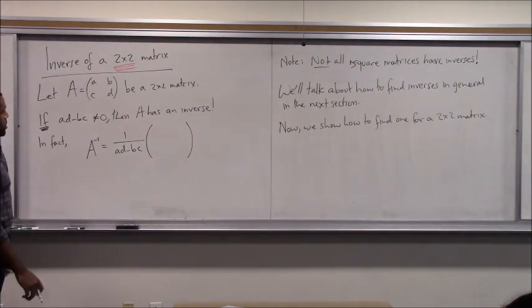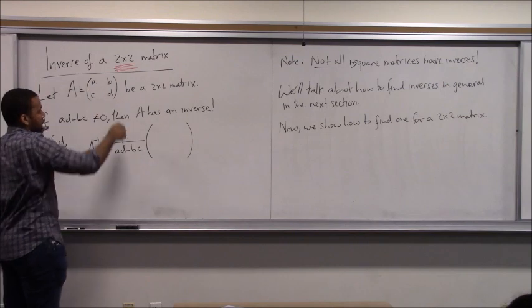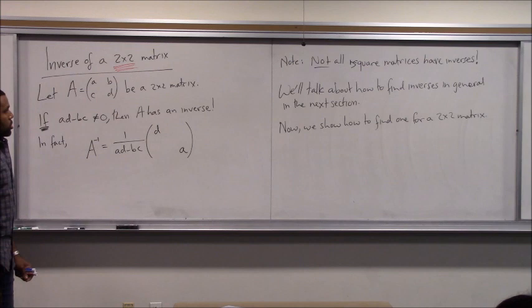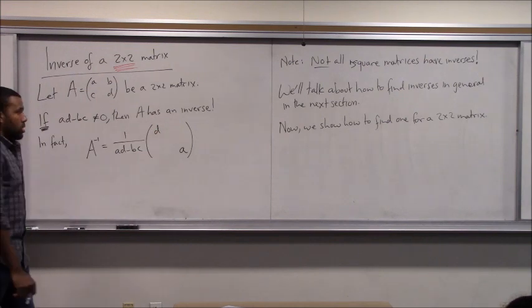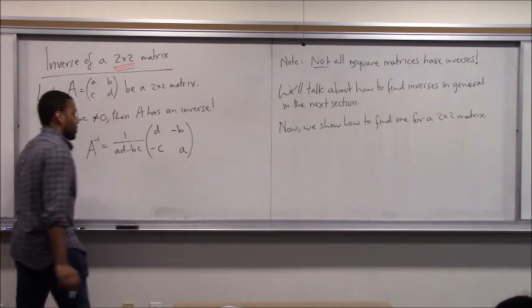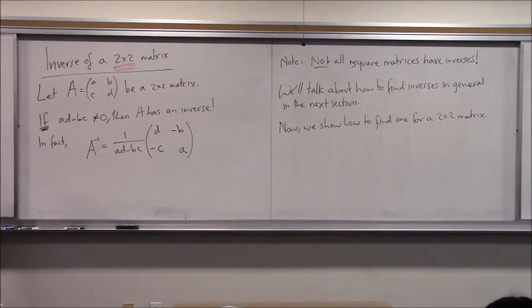Here's how you're going to figure out the matrix here. You're going to swap the guys on the main diagonal, and you're going to change the sign of the other two. And that gives you the formula for the inverse of a 2 by 2 matrix. And such a matrix will exist if this expression is not 0, which allows you to even compute this formula in the first place.